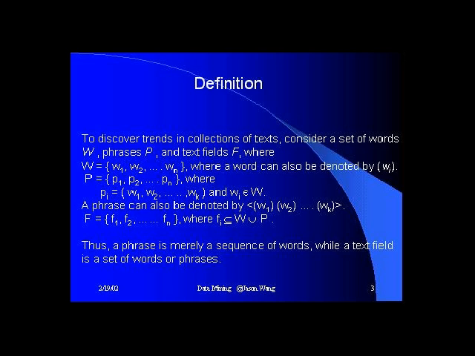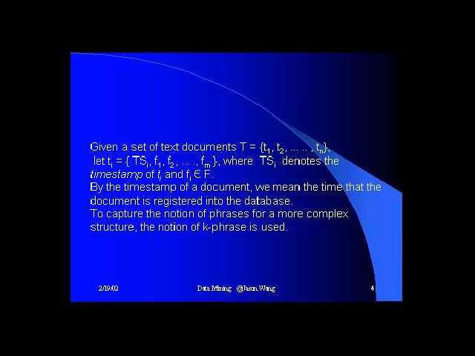So these are the basic ideas and definitions when we try to do trend discovery. Now you are given a set of text documents T1 through Tn, and each document has a timestamp that represents when the document is registered into the database. That document also has a bunch of paragraphs or text fields, F1 through Fm. F1 is the first paragraph, then the second paragraph, and so on. Each paragraph Fi has a bunch of keywords and also a bunch of noun phrases.